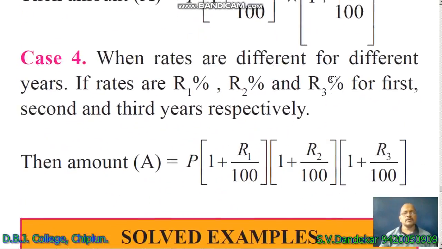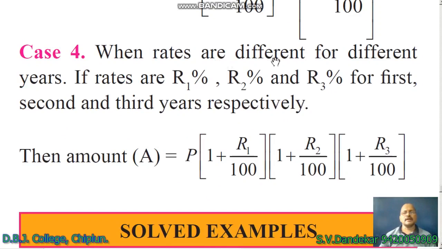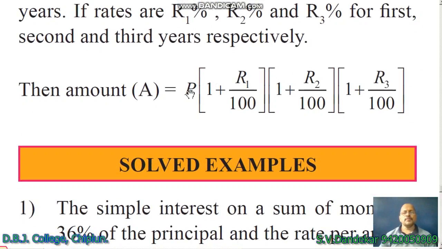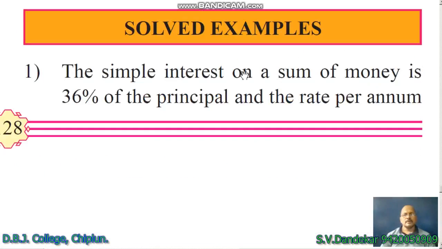Case number 4. When the rates are different for different years, for example, if rates are R1%, R2%, R3% for first, second and third years respectively, then the amount A is equal to P into 1 plus R1 by 100 into 1 plus R2 by 100 into 1 plus R3 by 100. Let us see the solved examples.